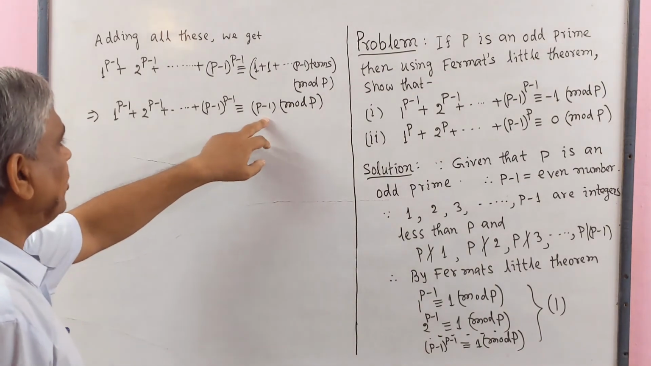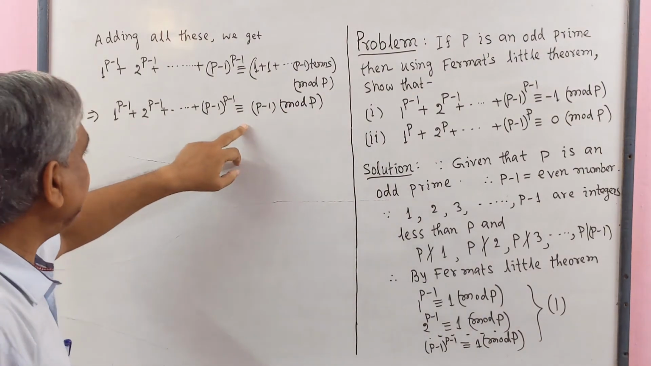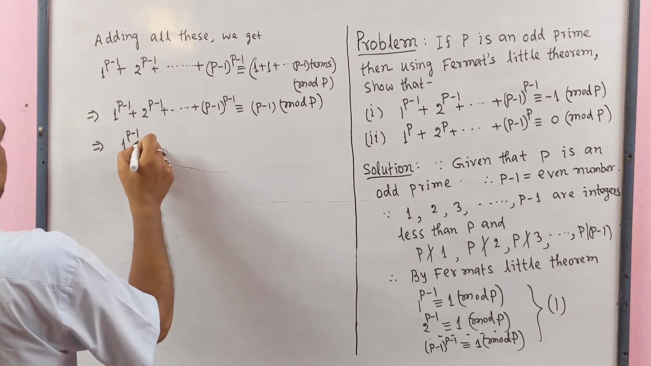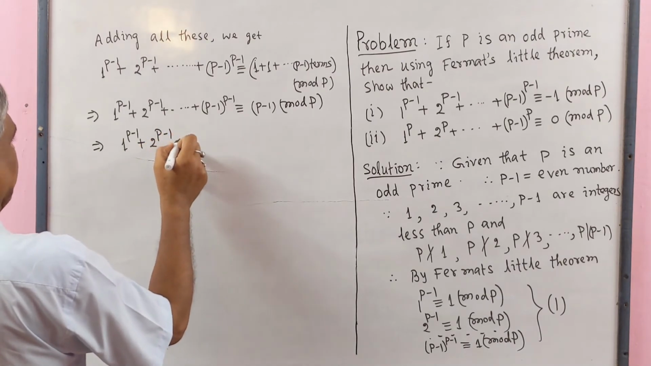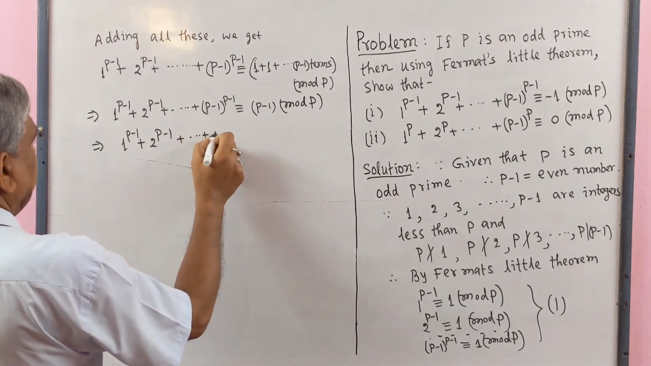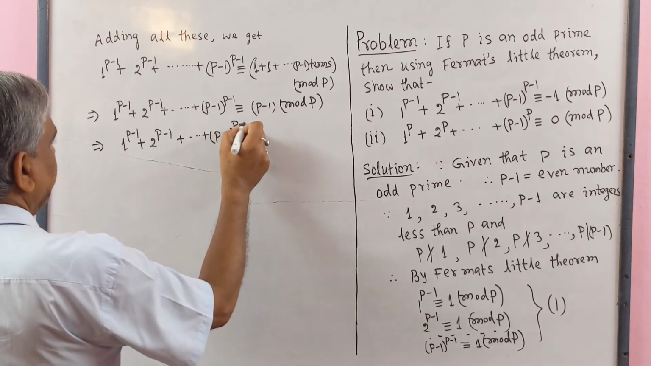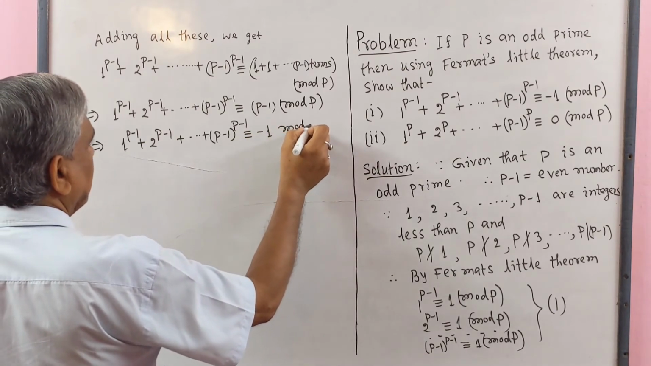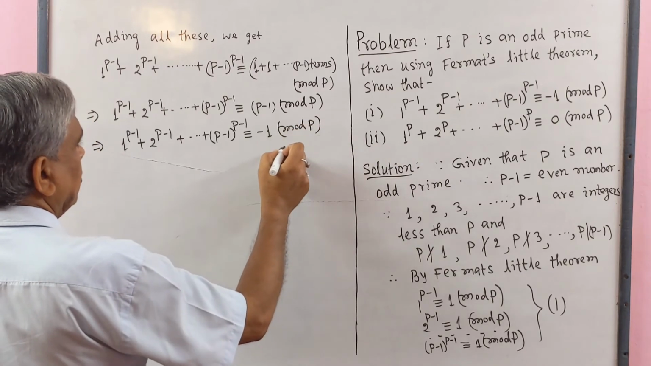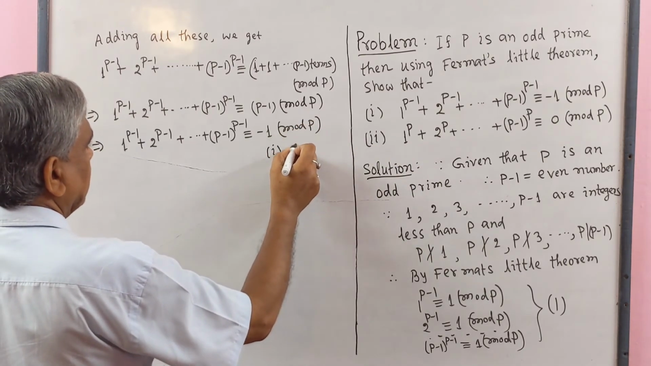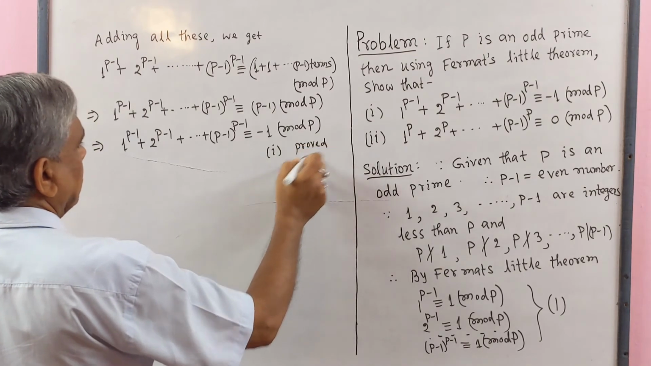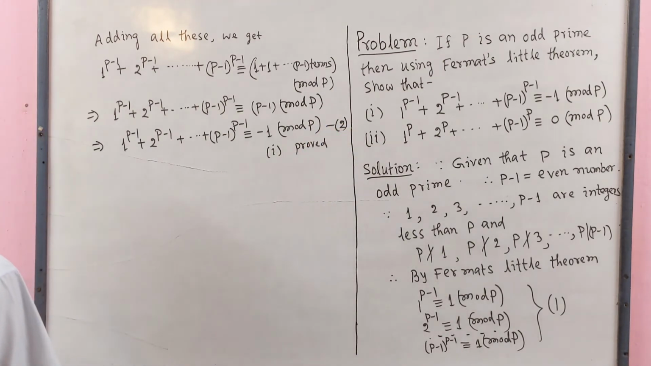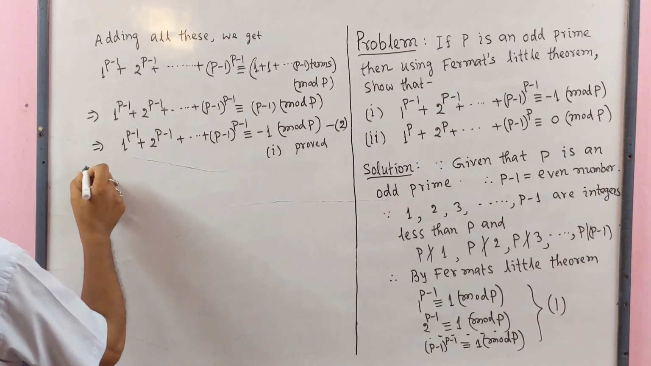Since p minus 1 is 1 less than p, therefore we may write this: 1 to the power p minus 1 plus 2 to the power p minus 1 plus ... plus p minus 1 to the power p minus 1 is congruent to minus 1 modulo p. Number 1 proved. This is number 2. Now we solve number 2.